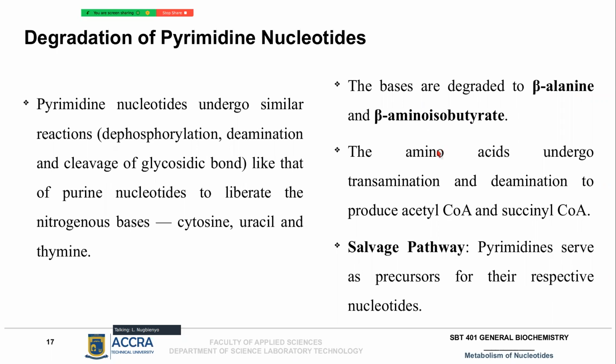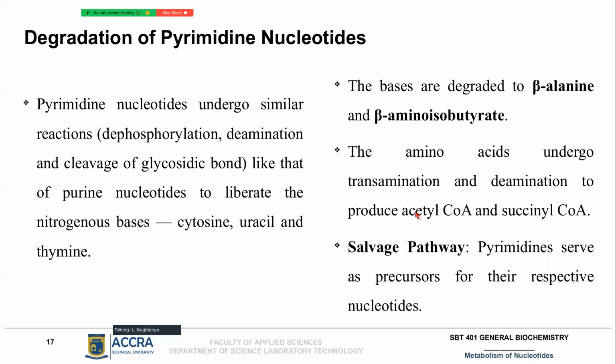Then, as those groups are removed, of course the amino acid, we saw the metabolism of amino acids, and so that amino acid will then undergo some transamination and deamination. So the amino groups will now be removed, transferred. Breakdown of this beta-alanine, it's an amino acid. Aminoisobutyrate is also an amino acid derivative. And then once you have deamination, transamination, it means you are left with a carbon skeleton.